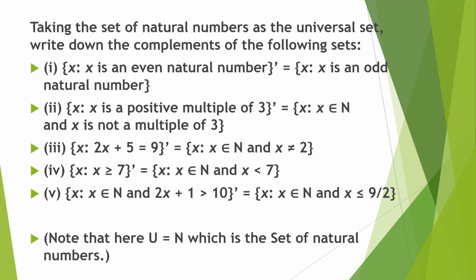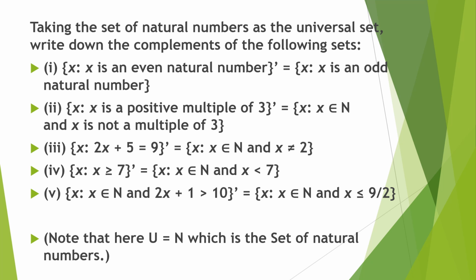Third one, set of all X such that 2X plus 5 is equal to 9. When you solve it, X you get as 2. So its complement will be X should not be equal to 2, so the set of all such X such that X belongs to N and X is not equal to 2. Fourth one, set of all X such that X is greater than or equal to 7. The complement of this set will be X less than 7, or you can also write it as 1, 2, 3, 4, 5, 6. You can write it in any form.